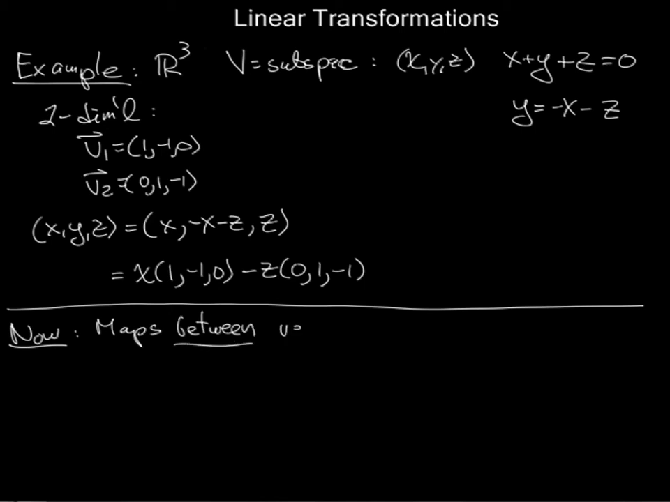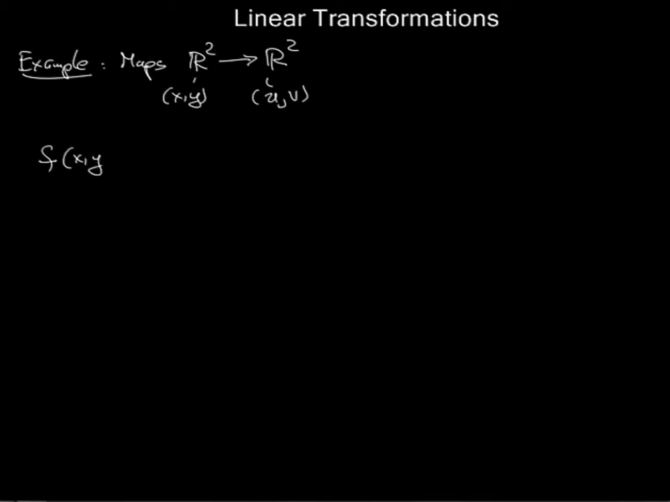Okay, now that's a summary of what we've already done, and now here's the new thing. Let's talk about maps between vector spaces. So let's look at an example. Let's just look at maps from R2 to R2. Well, so that's a map from x, y, and let's use u, v for the coordinates in the target space. Well, here's a totally random function. Take x, y to x squared plus 2y, sine of x minus cosine of y. And that's u and that's v.